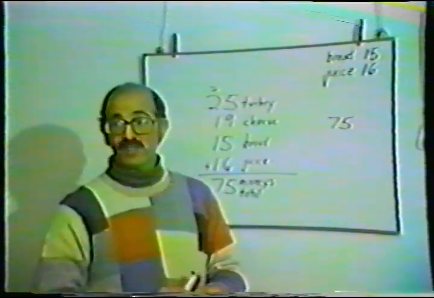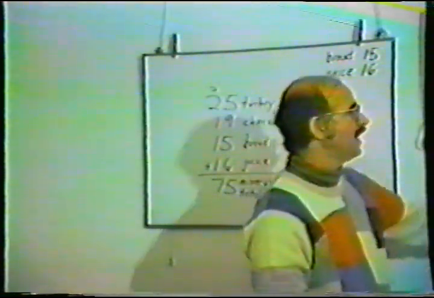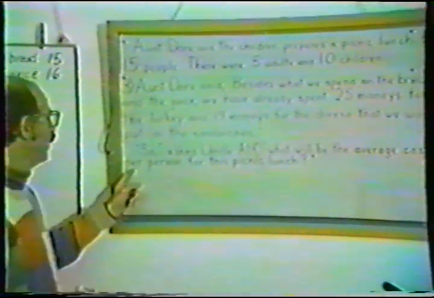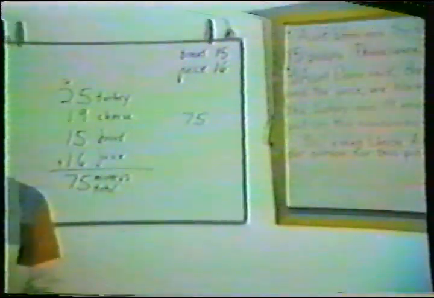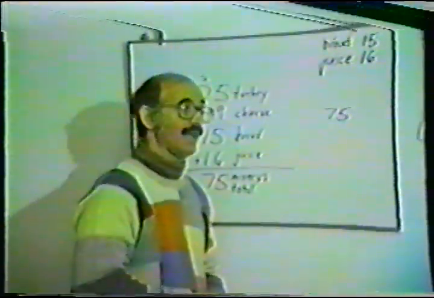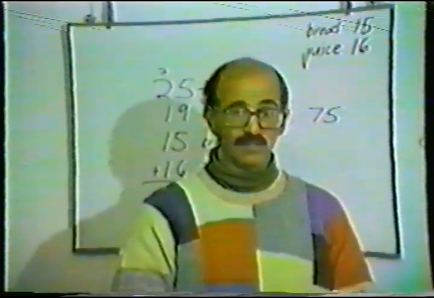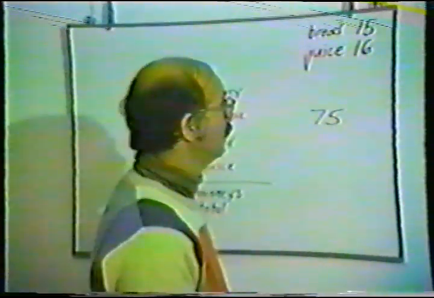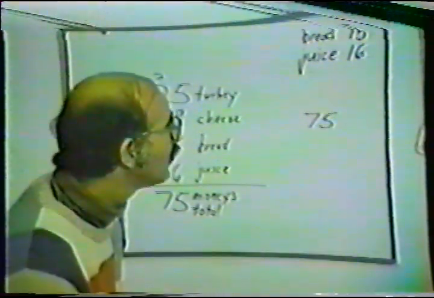Well, what kind of things are we talking about here? People. We want to find the average cost per person. We have to divide by the number of people. How many people are there that are going to go on this picnic? 15. Do you see the number 15 on there anywhere? Yes.